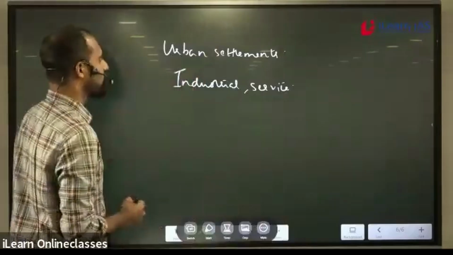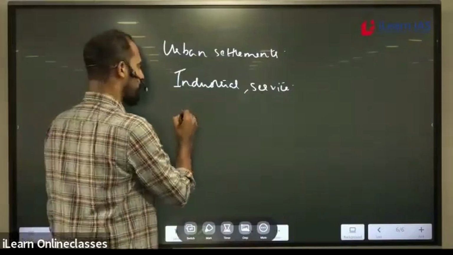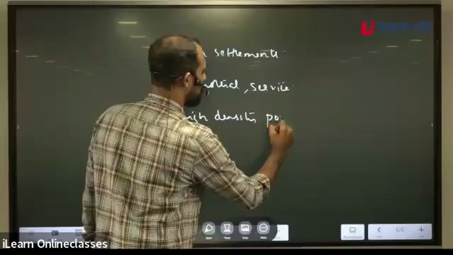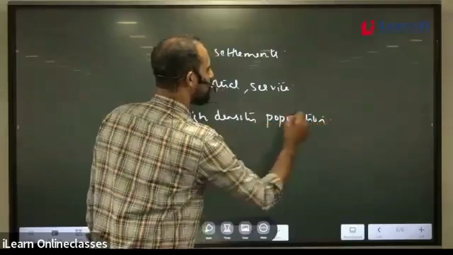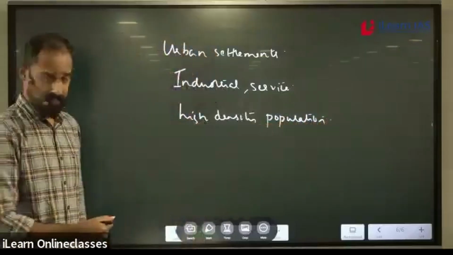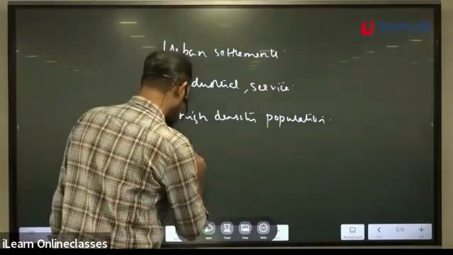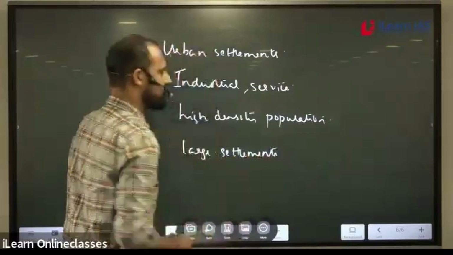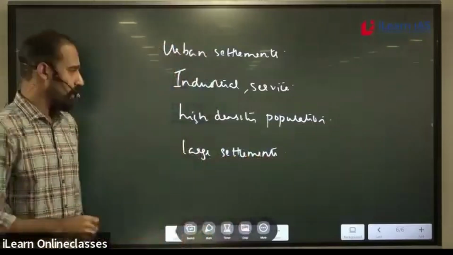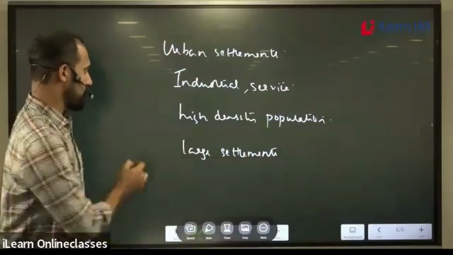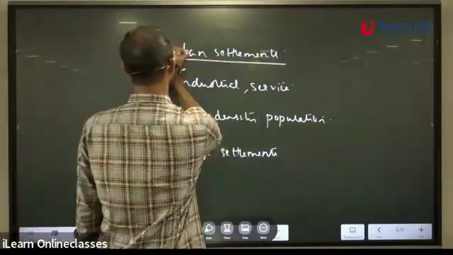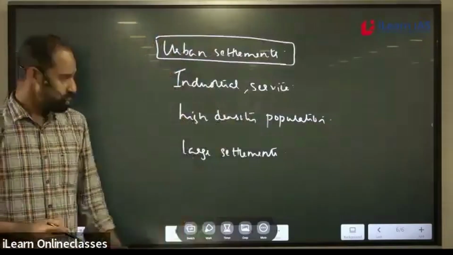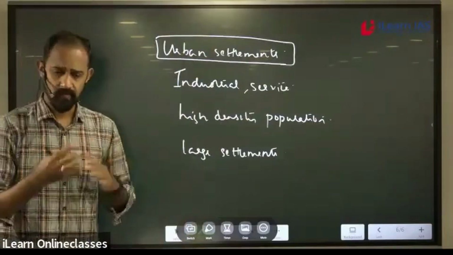This makes a situation where you can find high density of population in an urban settlement. When there is high density of population, it leads to a situation where you have a large settlement. So large settlements are a basic feature of urban settlements. This is the basic idea about rural and urban settlements.